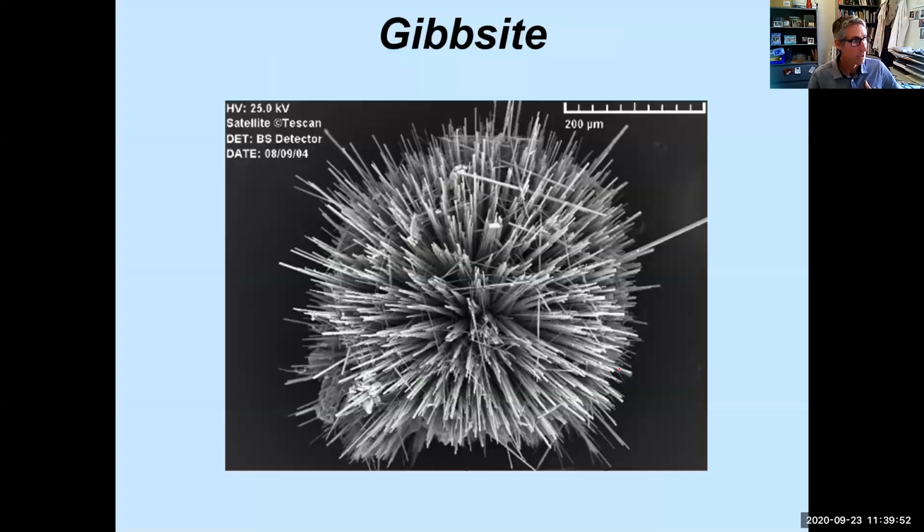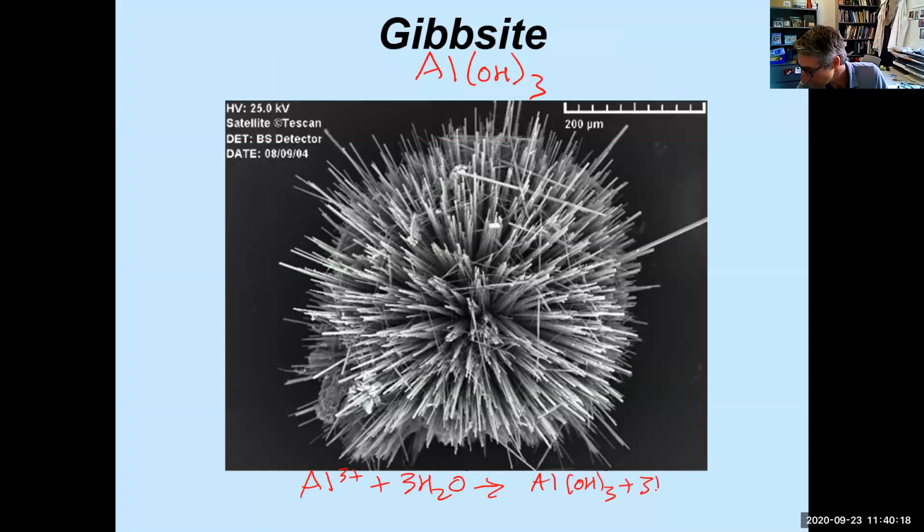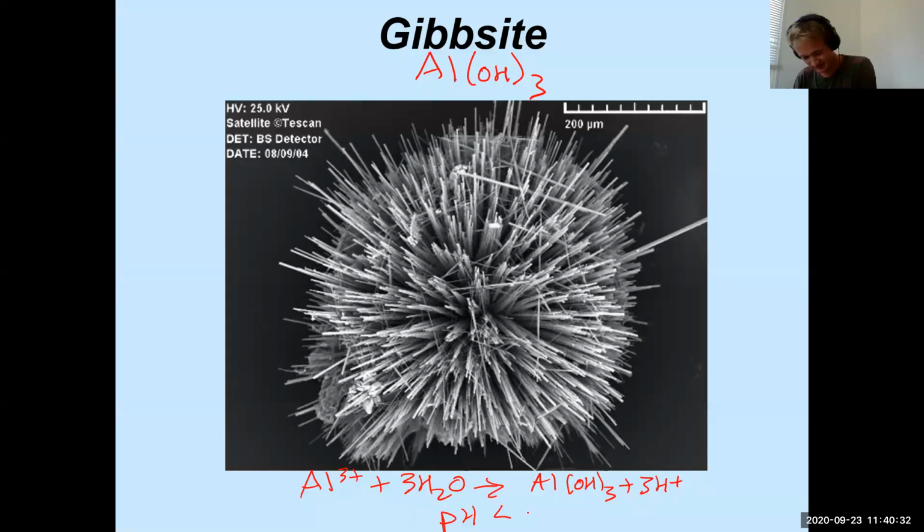Now, aluminum and iron form solid phases. So here is what gibbsite looks like, Al(OH)3. And we know from the activity this week that aluminum reacts with 3 moles of water to form Al(OH)3 and release 3 protons. And this is important at pHs less than, Jack, less than? I do not recall. Catherine, less than?